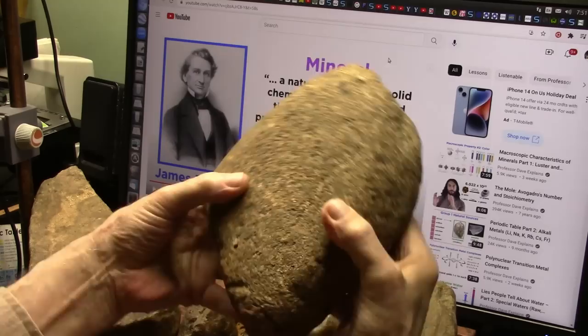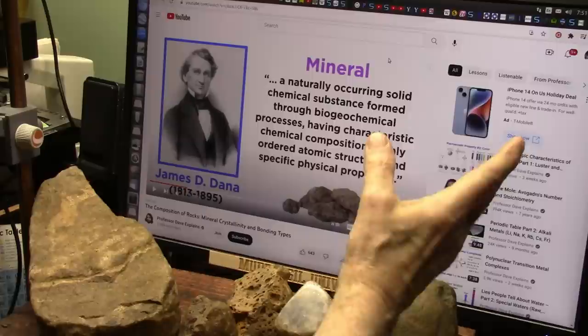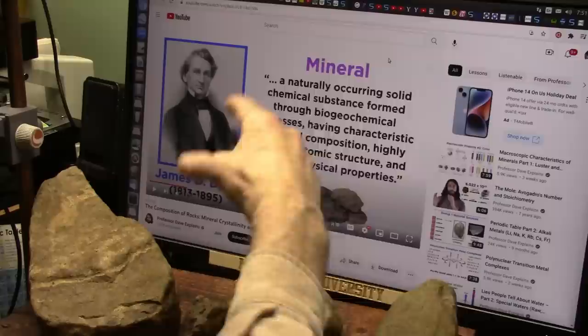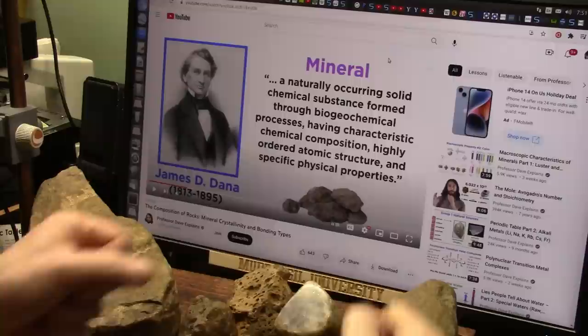So I'm going to tell you right now, collagen is feldspar, and it is a mineral. And it has a chemical substance formed, which is aluminum silicates. I'll show you feldspar aluminum silicates. It has a process that created this. It's a nucleophilic invasion. It has characteristics and chemical composition, just like I told you. It's a highly ordered atomic structure, yes. Specific physical properties, absolutely. Stretchy and rubbery. And all of these little flakes are in there. All right, let's take a look at feldspar.